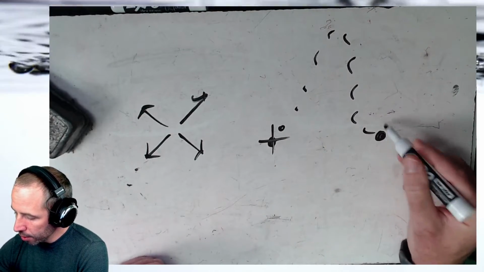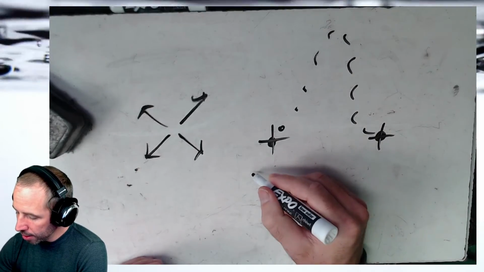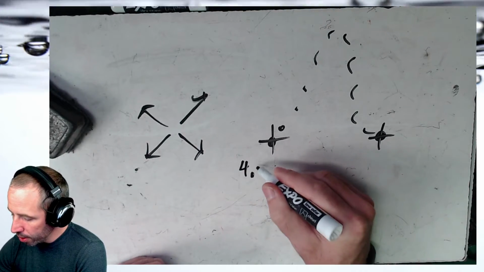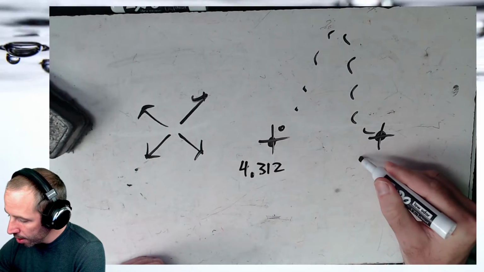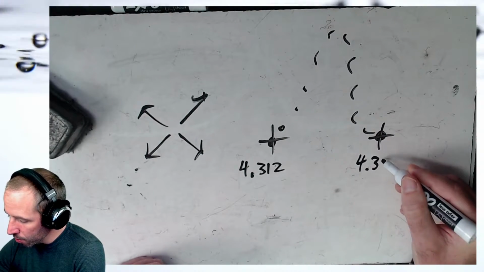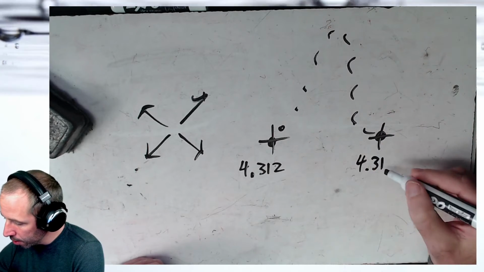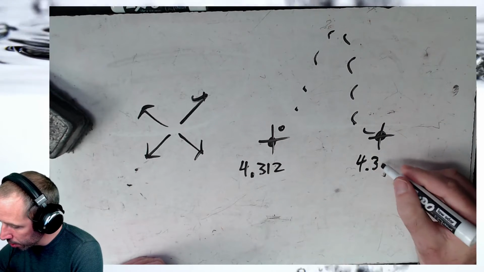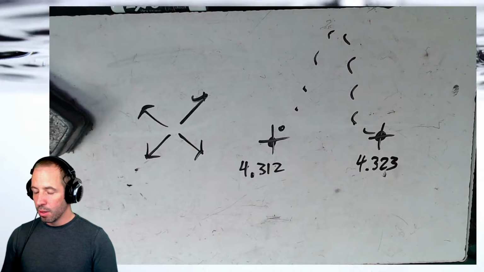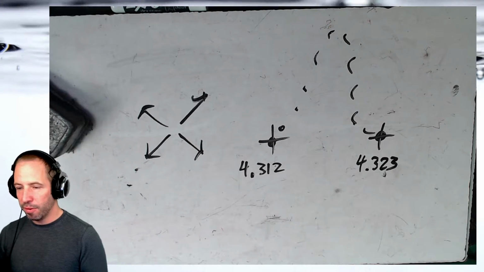And I would click on the first dot and I'd click on the second dot. And let's say this one is 4.312 and this is 4.31. Let's see, 4.323.